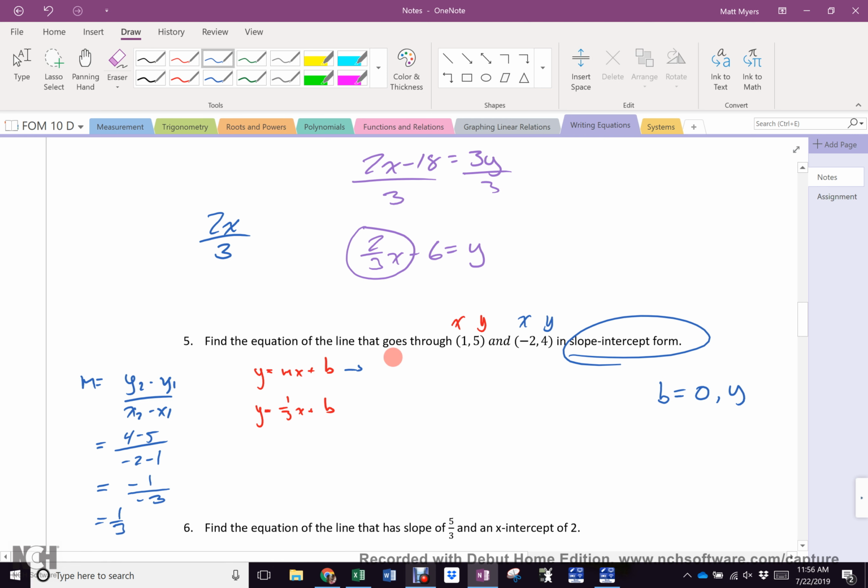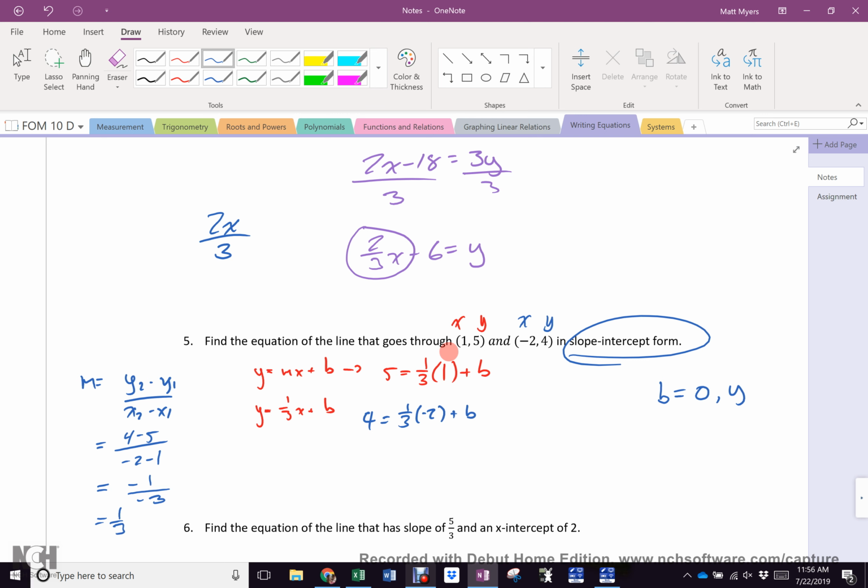If you went this way with the red ones, then you would have had 5 equals 1/3 times 1 plus b. If you went with the blue ones, you would have had 4 equals 1/3 times negative 2 plus b. They're both going to give you a fraction, right? I wouldn't have done that. I would have used point slope form first and then gone to slope intercept form. What will happen no matter how you do it? You will get the exact same answer.